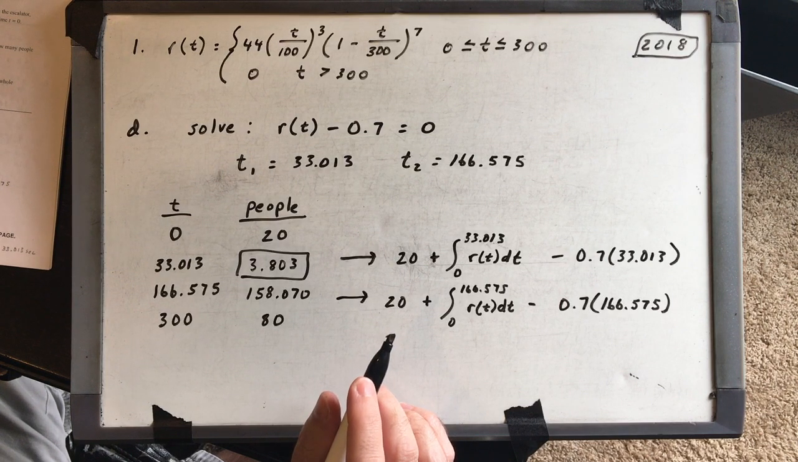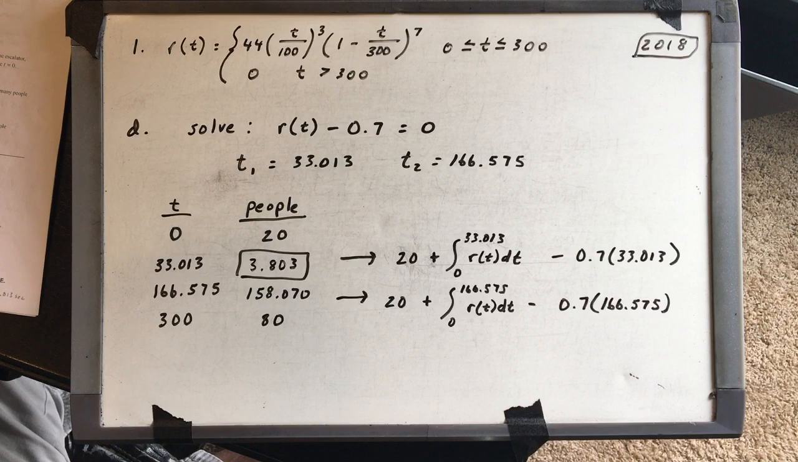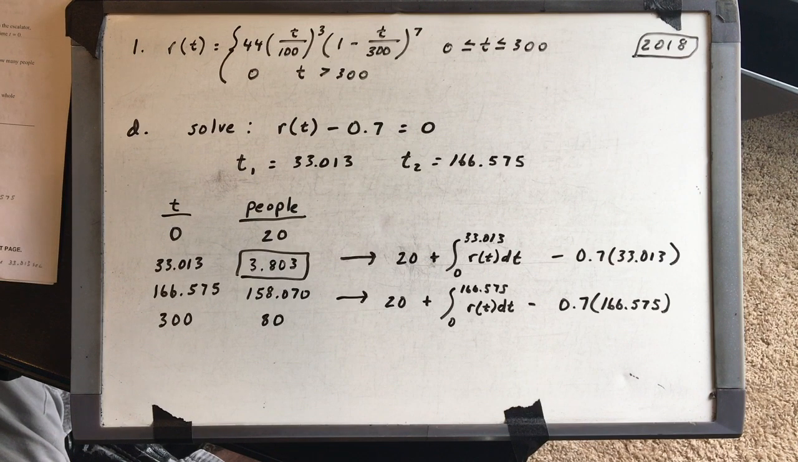All right, so there you go. That's part D, and that completes number 1. All right, pretty good problem, good calculator problem. All right, I'll pause it if you need to. I'm going to erase. We'll go on to number 2.